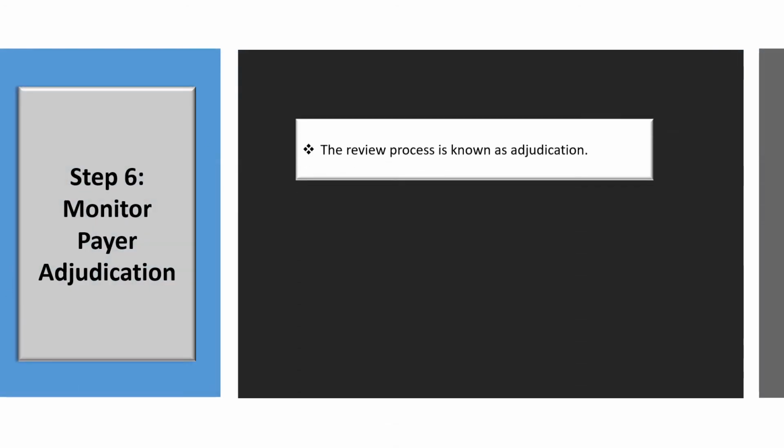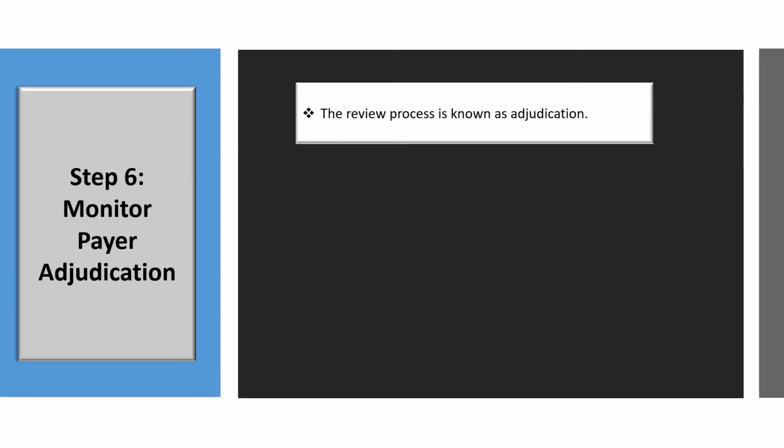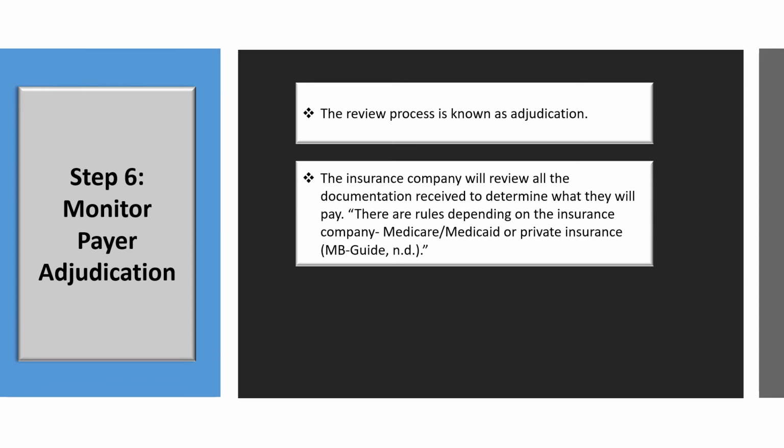During step 6, you will monitor payer adjudication. Adjudication is the process of reviewing the submitted claim. Once the insurance company receives the claim, they will review all of the documentation submitted to determine if they will pay out or deny the claim. If they deny the claim, they will provide you with a reason.